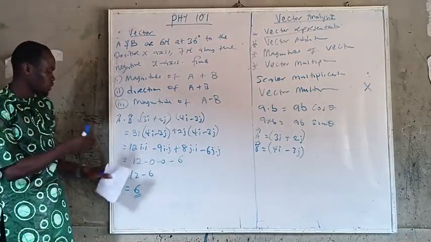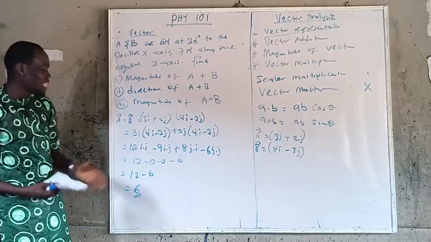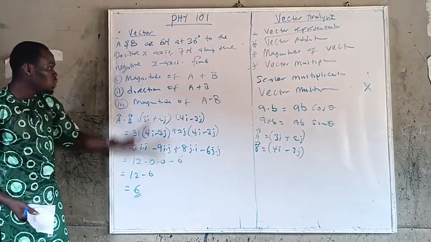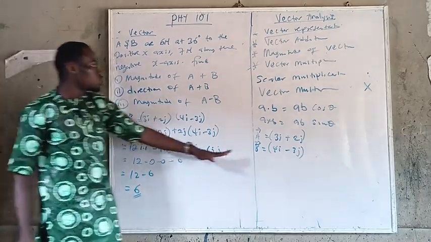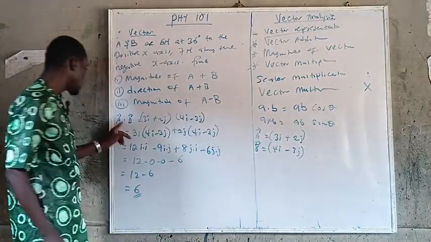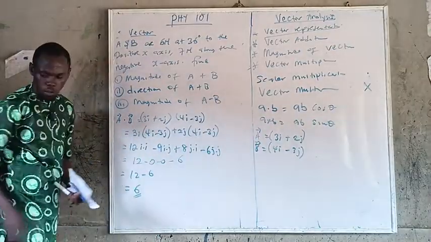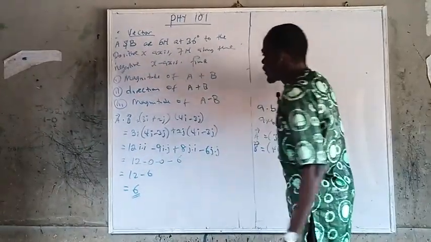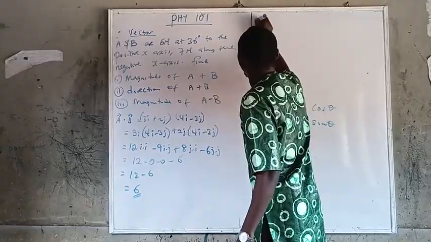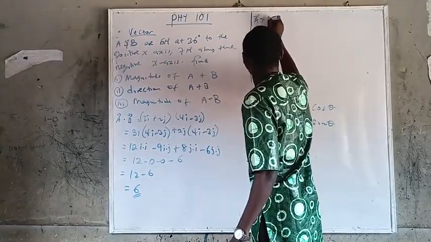So what are those things we can learn from this scalar multiplication? You see that our final answer is in scalar form. It is not in vector form. I hope you understand this. Now, when we go to the vector multiplication of this A and B, so let's see the vector multiplication of that A and B. Okay, for the vector multiplication, A cross B.